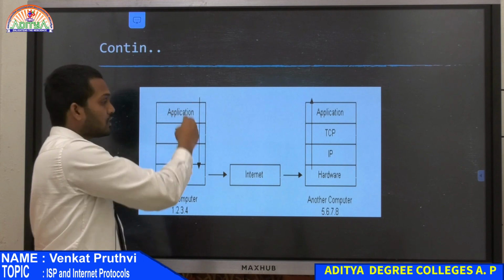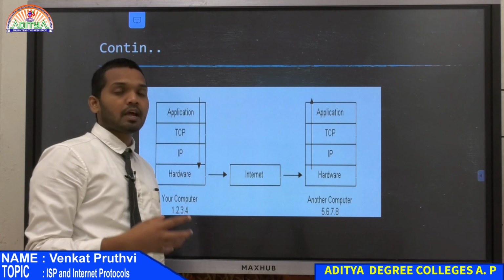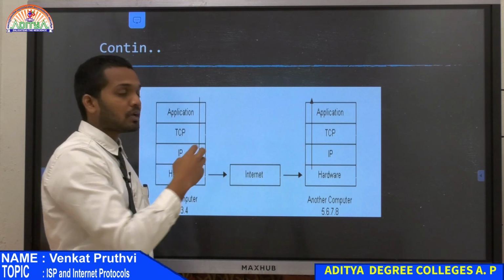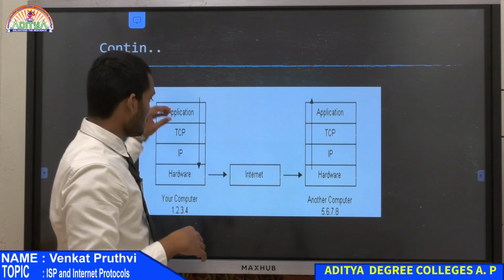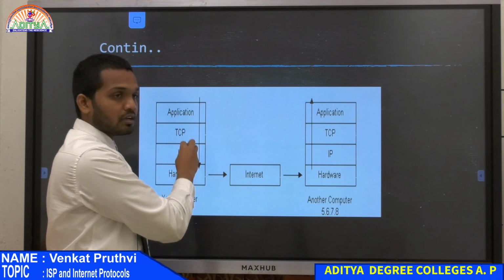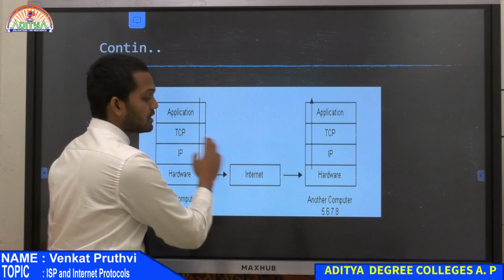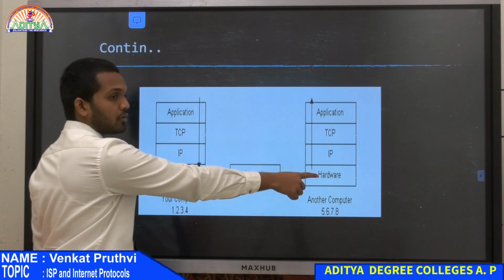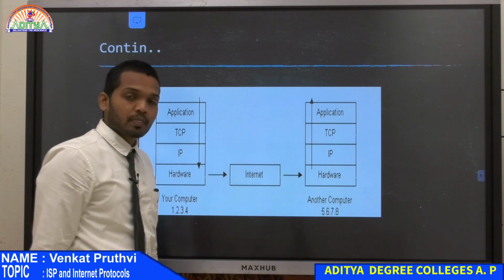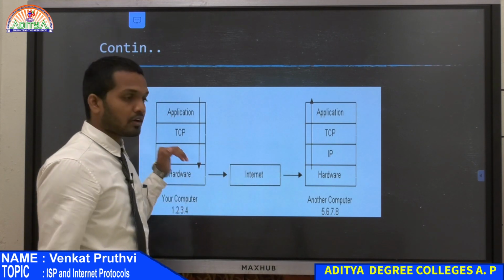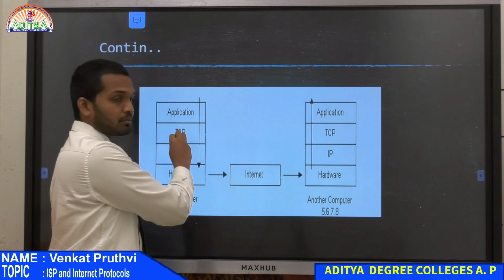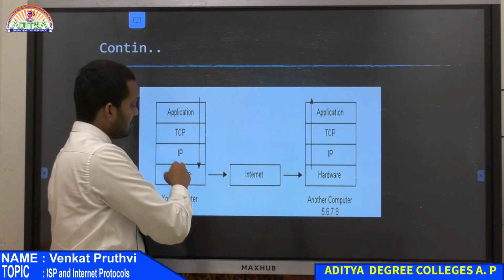These packets are sent to the TCP layer next. The TCP layer identifies on which port this application is listening and which port number has to be assigned to these packets, and then it is transferred to the IP layer. In the IP layer, each packet that is being sent over the internet is assigned the IP number of the other computer, so that all the packets will only reach that particular computer. And then when it is assigned the IP number and also the port number for this computer, it will go to the hardware.